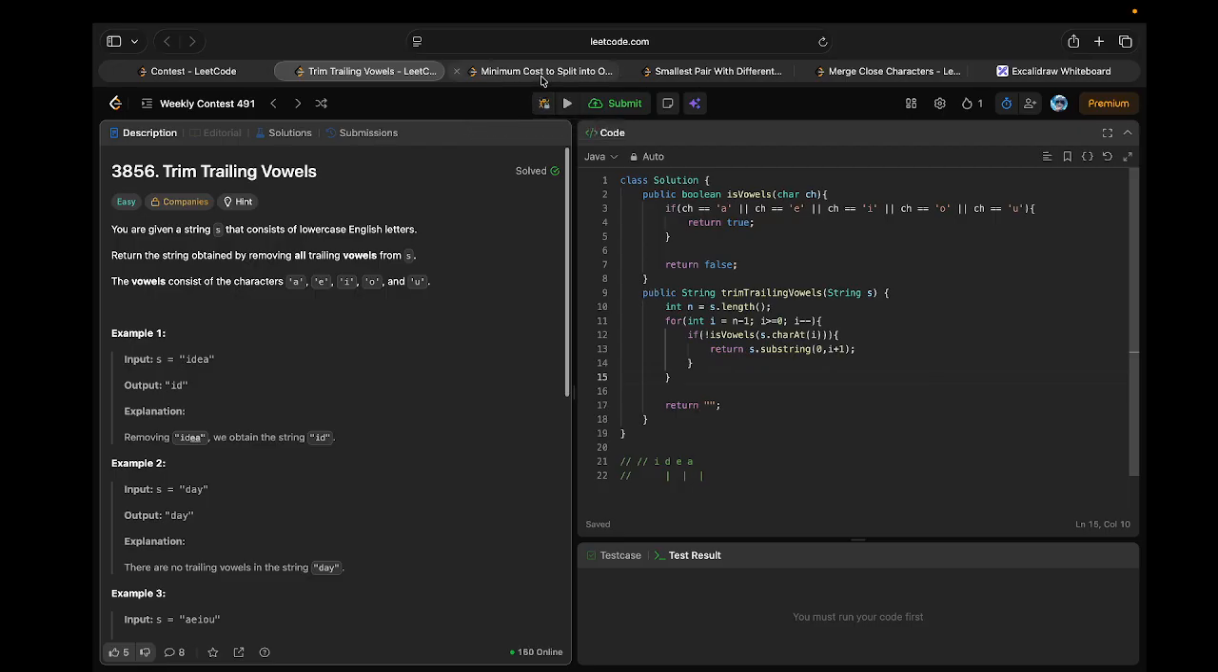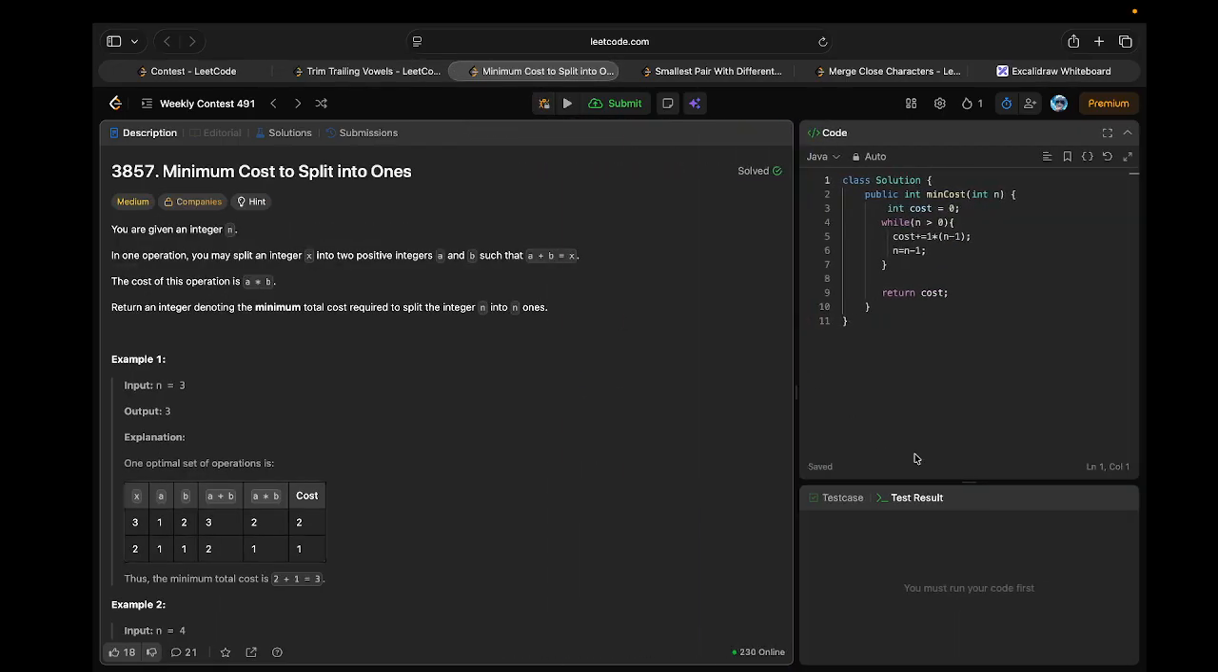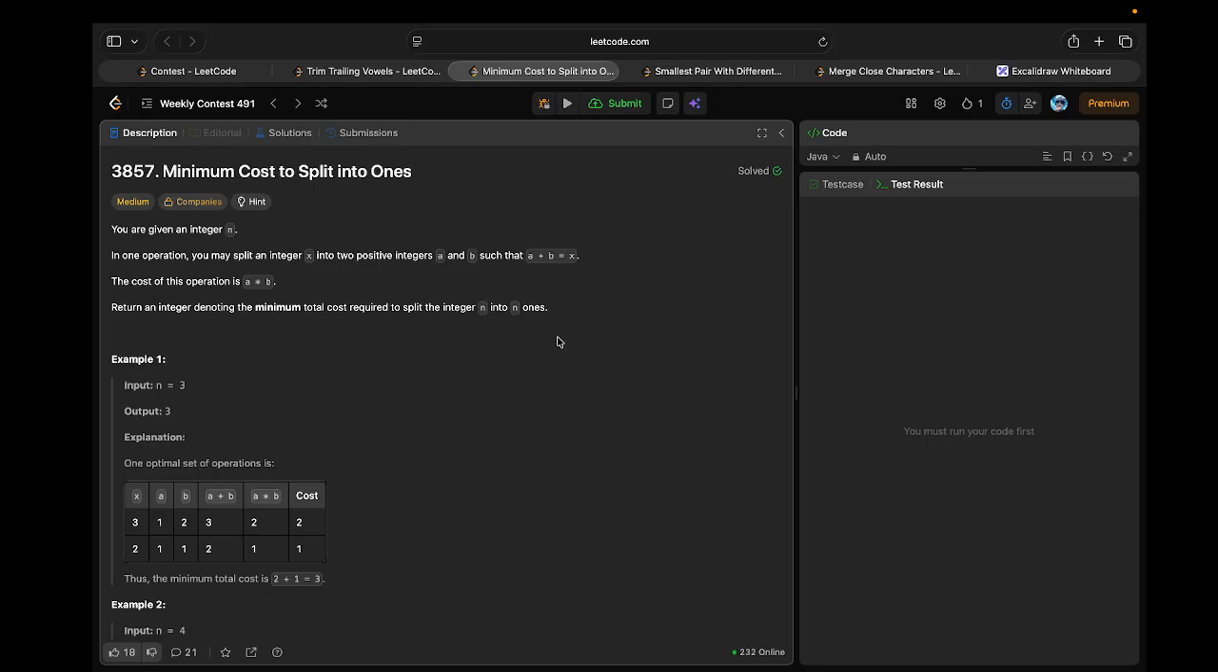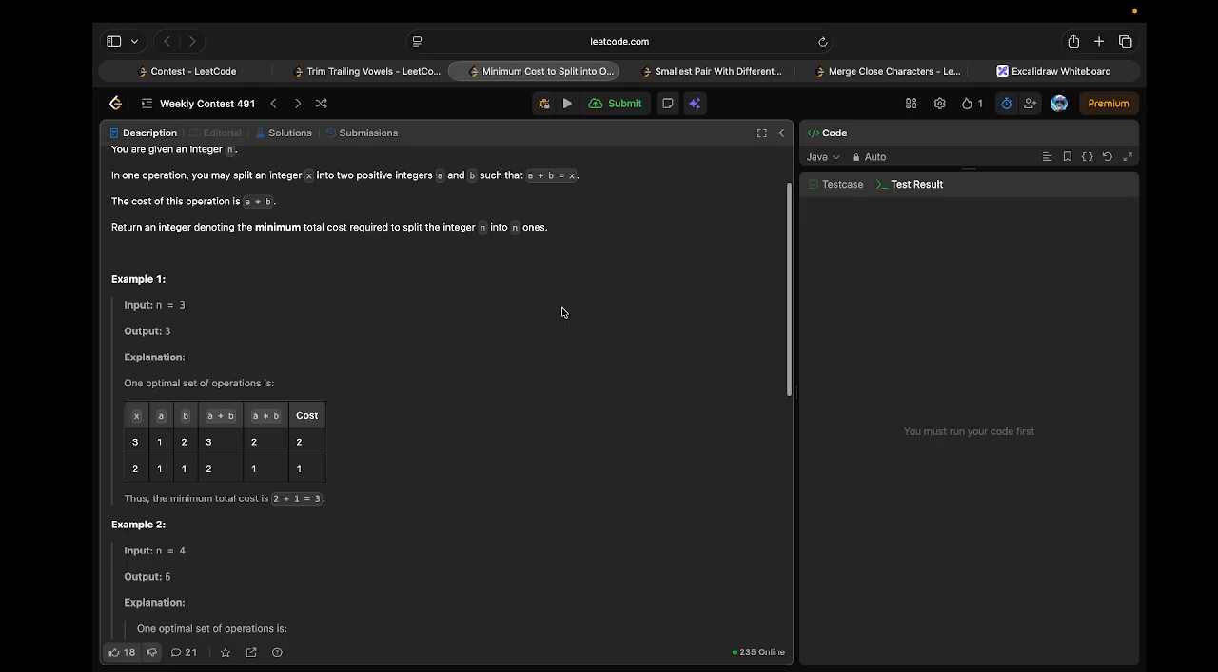So let's move to the second problem, which is more interesting, and it is a little bit confusing to actually understand, right? Minimum cost to split into ones. So you are given an integer n. In one operation, you must split an integer x into two positive integers a and b such that a plus b is equal to x. The cost of this operation is a multiplied by b. Return the integer denoting the minimum total cost required to split the integer n into ones, right? Okay, so the problem statement is a little confusing. I also was not able to understand it the first time, right? But don't get too overwhelmed.